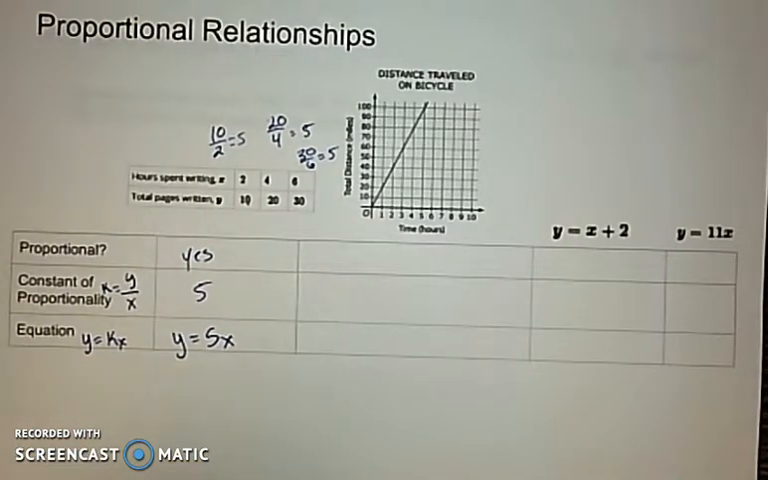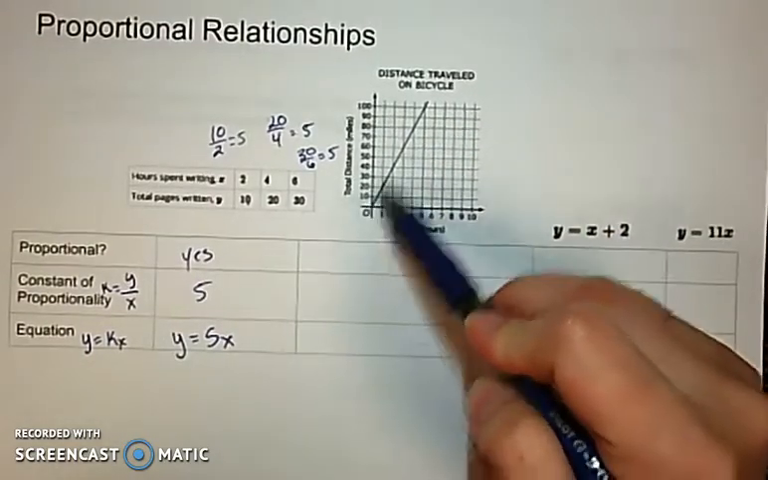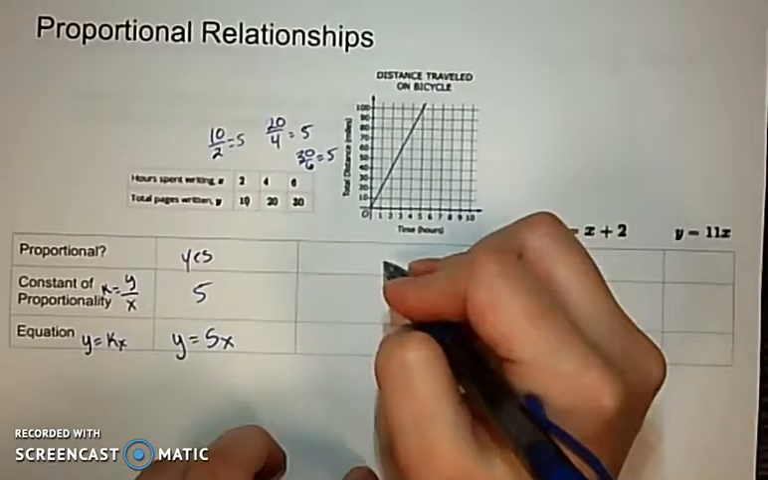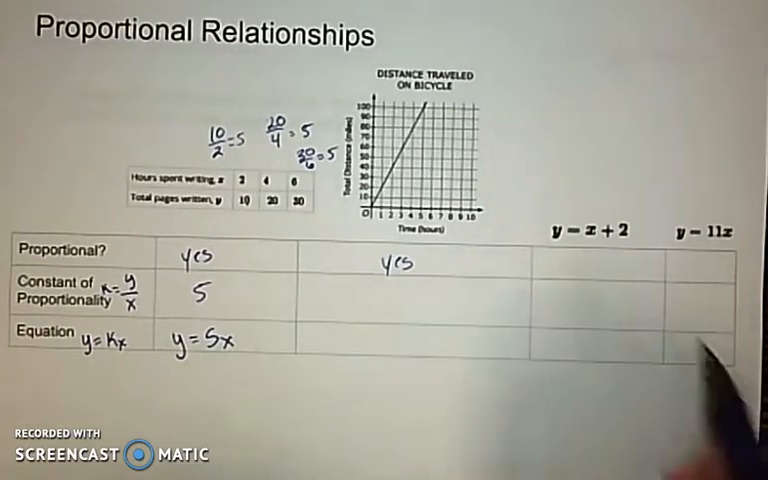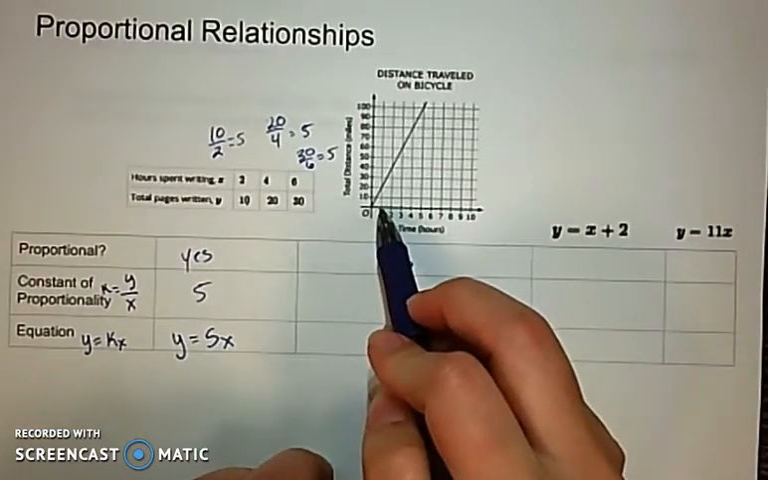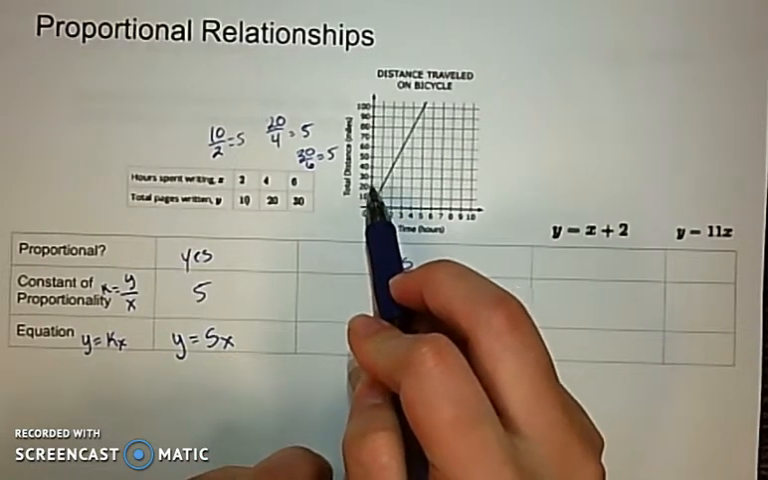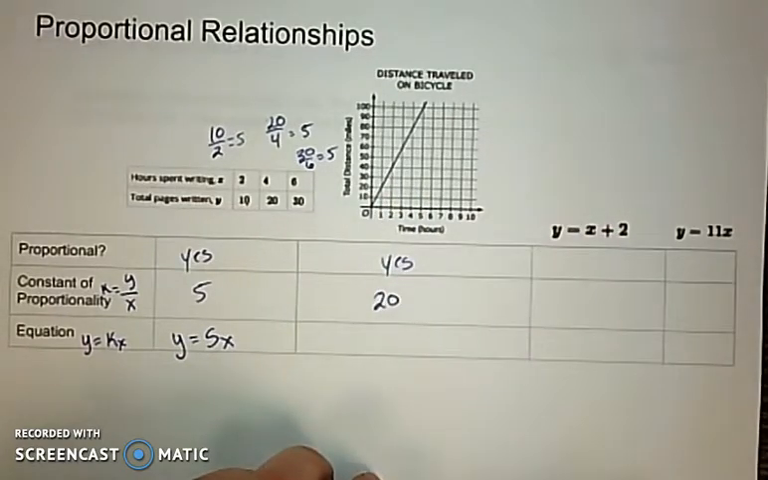Okay, now let's talk about from a graph. Now from a graph here, we want to look for a straight line that goes through the origin. So because this is a straight line through the origin, yes, this would be a proportional relationship. Now our constant of proportionality is that for every 1. So what we want to do is go to 1 on our x-axis, go up and see where we're at. So in this case, our constant of proportionality is going to be 20.